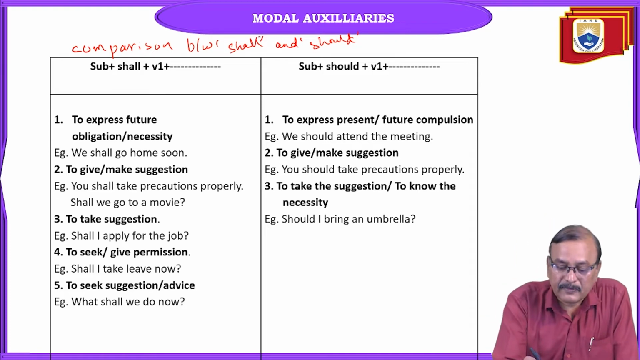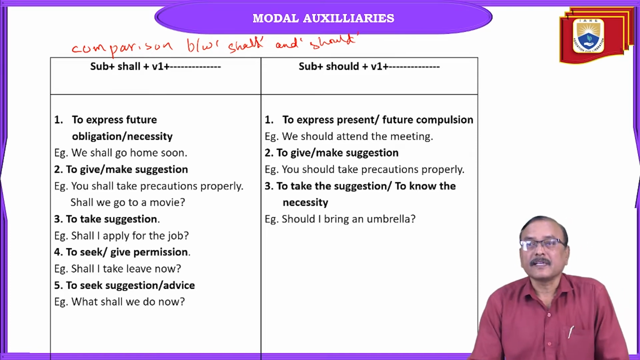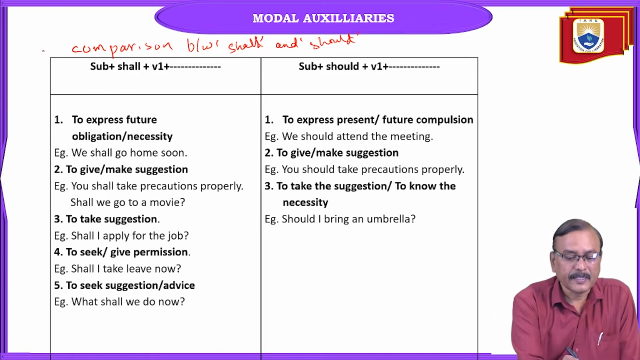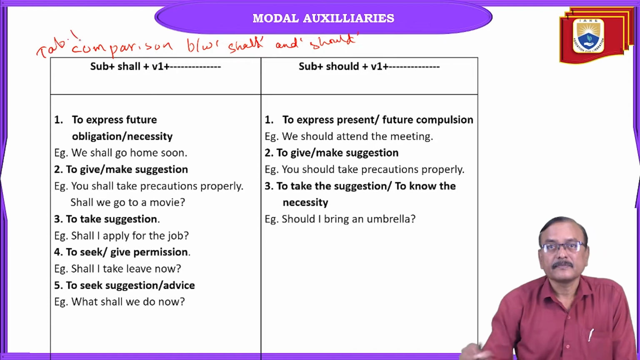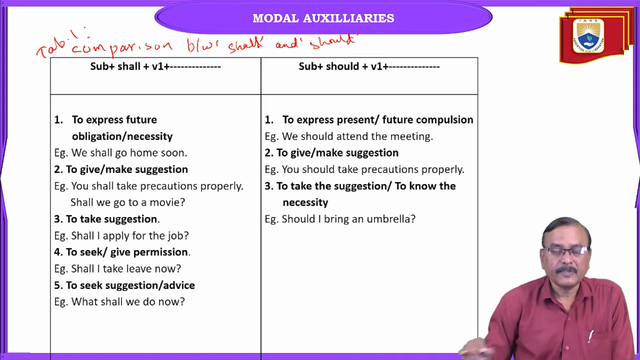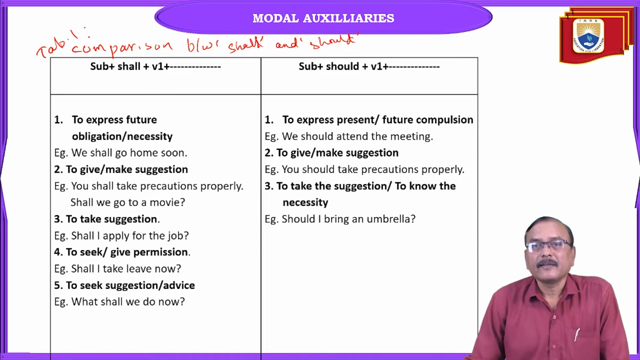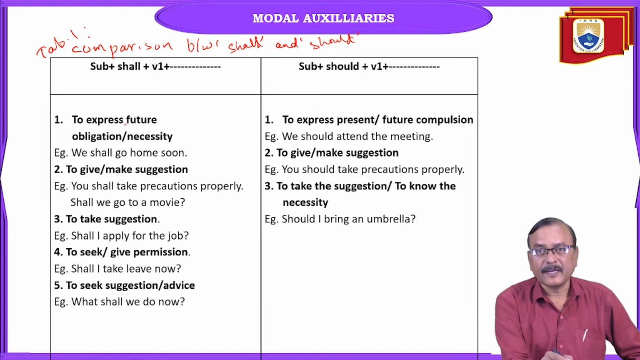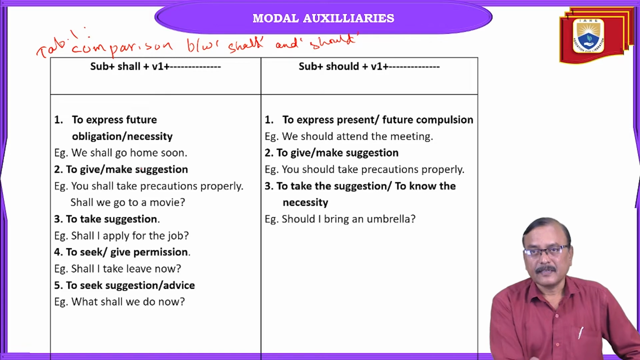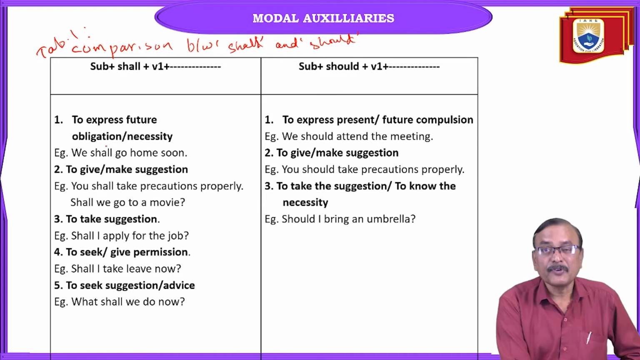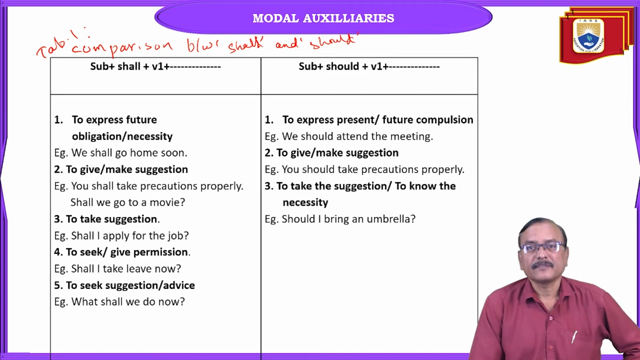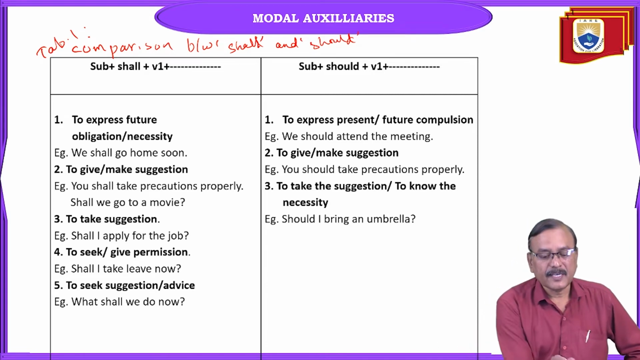So when to use shall, when to use should. Between these two auxiliaries there is a comparison. You can take it as table 1, that is, the comparison between shall and should. Generally, first let us go with shall and then compare with should. First one: to express future obligation or necessity. If there is a need to do something in future, we use shall.